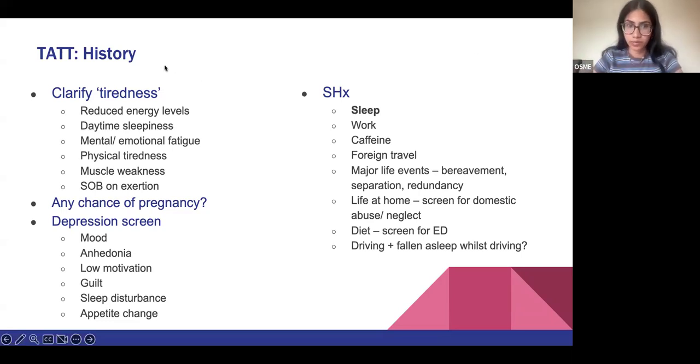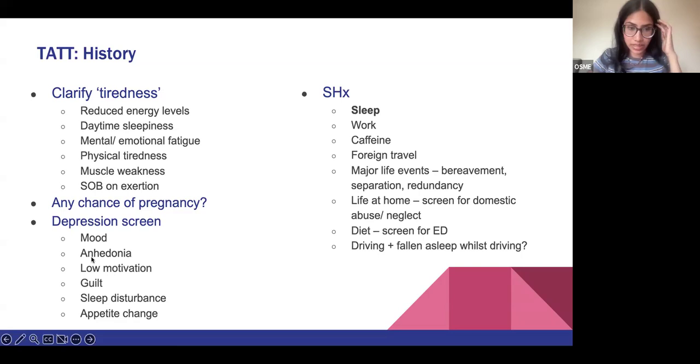Here the social history is important. You're asking about sleep hygiene, but also things like, are they snoring? Has their partner noticed them snoring? Because that can point you towards obstructive sleep apnea. Ask them what they do for work, about caffeine intake, foreign travel. Some of the things that can cause fatigue are infections; things like TB and HIV can first present with tiredness. Ask about any major life events, any triggers like bereavement or being made redundant. You can quickly screen for neglect or domestic abuse.